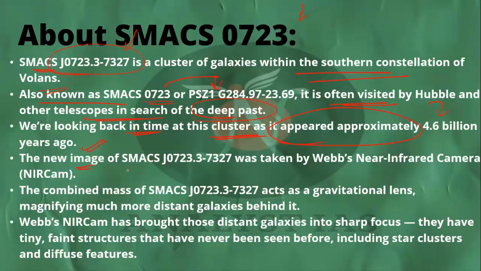The new image of SMACS0723 was taken by Webb's near infrared camera, NIRCam. The combined mass of SMACS0723 acts as a gravitational lens, magnifying much more distant galaxies behind it. Webb's NIRCam has brought those distant galaxies into sharp focus. They have tiny, faint structures that have never been seen before, including star clusters and diffuse features. I've already told you that this is not the first time SMACS0723 has been pictured, but the clarity and quality of the image is at a completely different level as far as the James Webb Space Telescope is concerned, right?